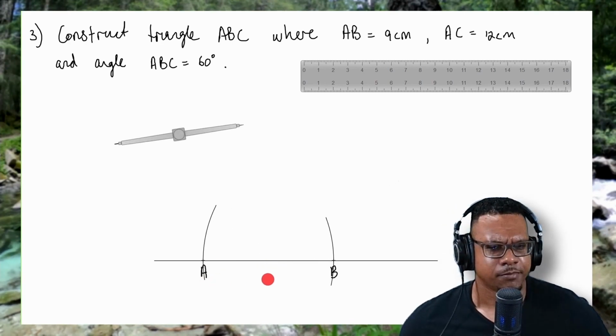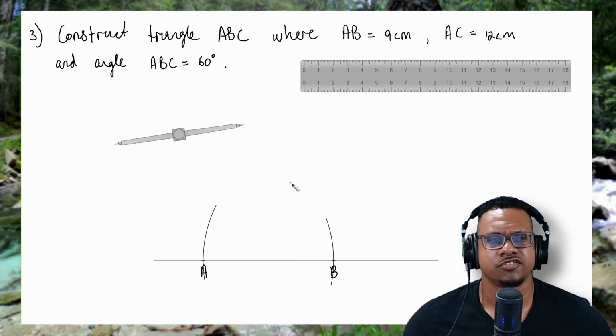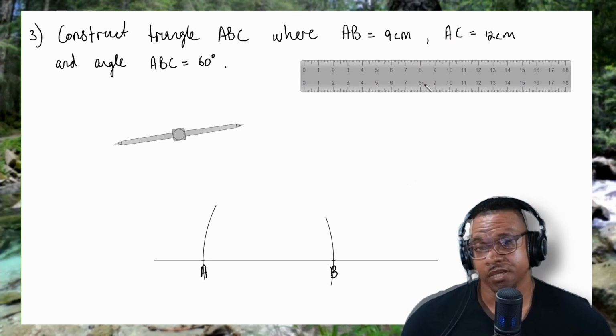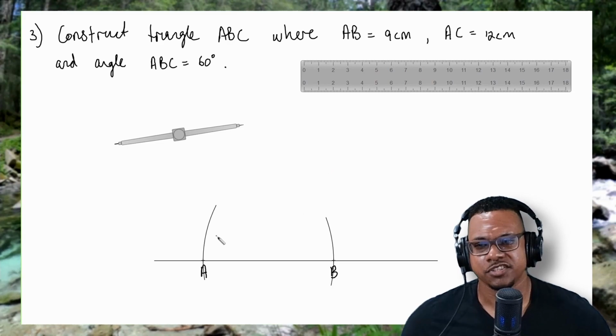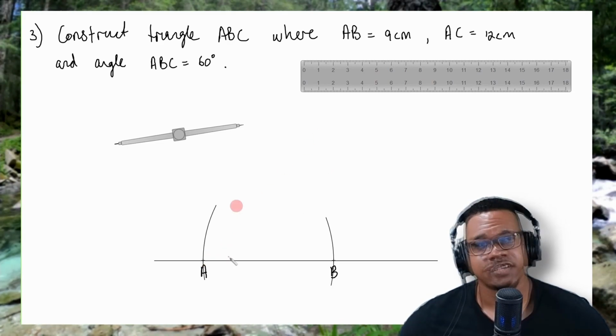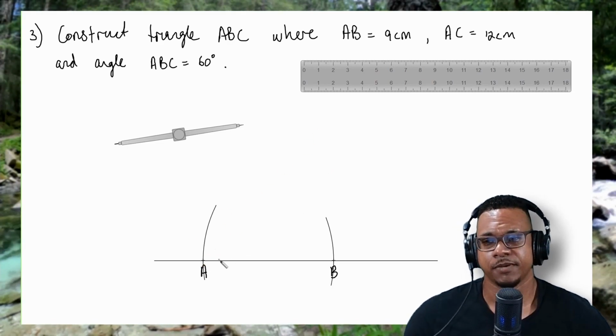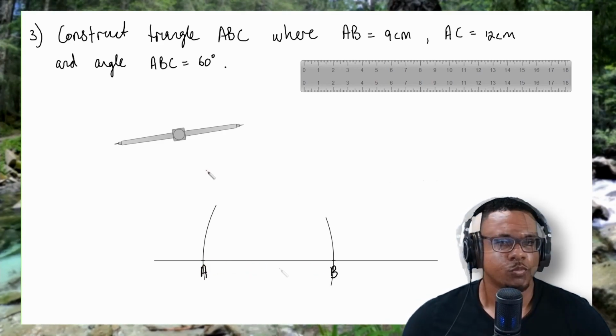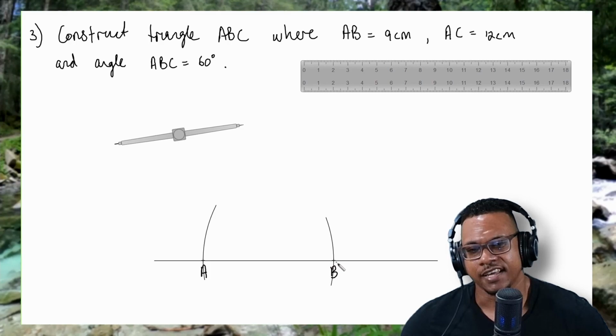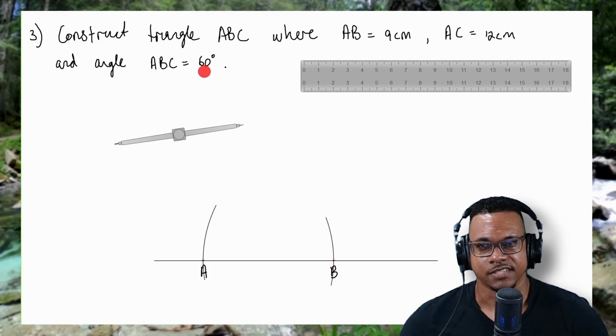Now that I have my line segment AB, you may think, let's construct the line segment AC, because that's the next piece of information in the question. But I can't construct the line segment AC because I don't know the angle to put the line segment AC in relation to the line segment AB. So what I'll have to do next is construct the angle at B, which is equal to 60 degrees.